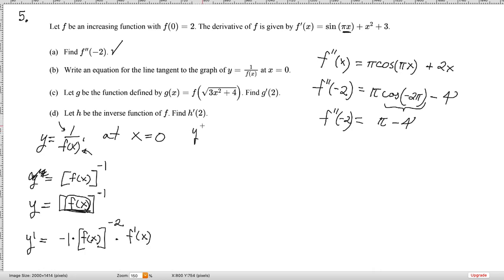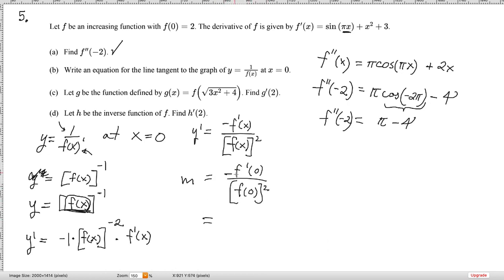And then I just do some simplification on this. Y prime is equal to negative f prime of x over f of x squared. Now it's asking for the equation of the tangent line at x equals 0. So this represents the slope of the tangent line at any x value. So if I want to find out what the slope of the tangent line is at x equals 0, I got to find out negative f prime of 0 over f of 0 squared.